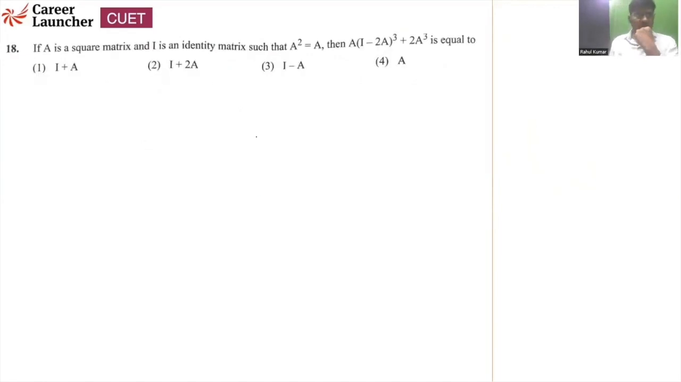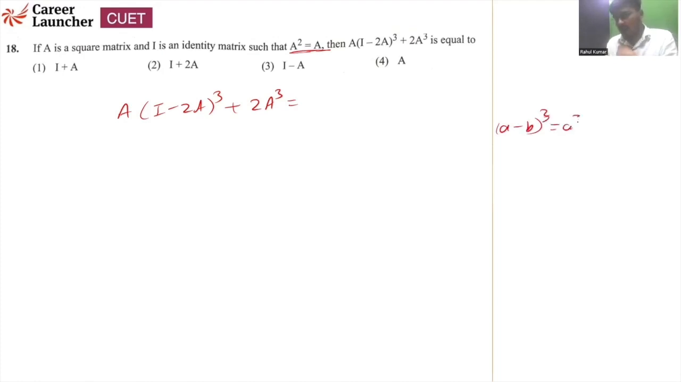Now the next question is, if A is a square matrix and I is an identity matrix such that A square is equal to A, then we need to solve this. Okay, let's solve this one. So we have (I minus 2A) whole cube plus 2A cube. First thing I will do is open the (A minus B) whole cube. And if you go with the formula, it is A cube minus B cube minus 3A square B plus 3B square A. Remember this.